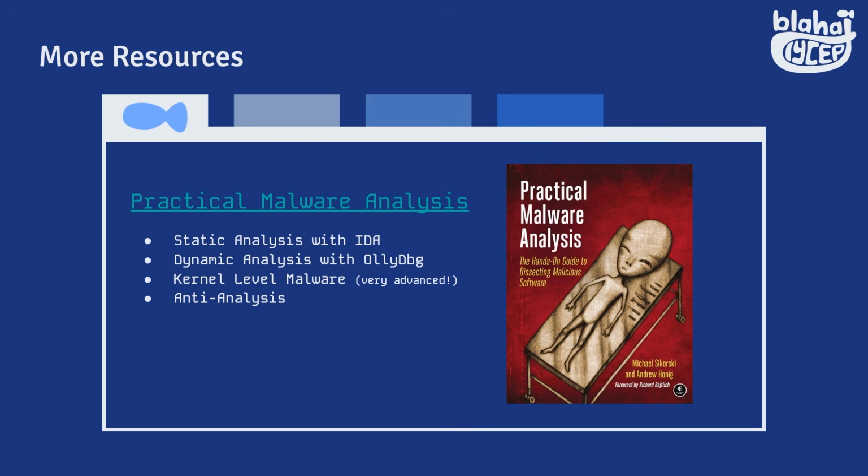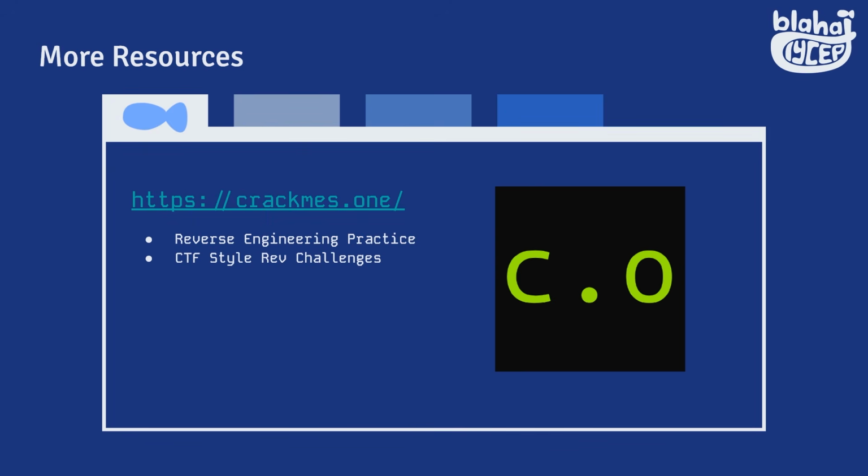If you like reading books or don't mind reading books, Practical Malware Analysis is the gold standard for learning reverse engineering through a structured textbook. It uses IDA, it uses OllyDbg, and it analyzes some really advanced malware. It even looks at kernel-level malware that sits below the operating system as you know it, and it covers a lot of the anti-analysis techniques that malware uses as well.